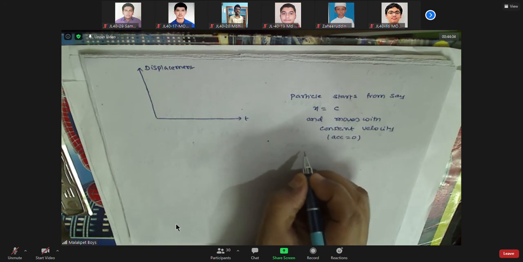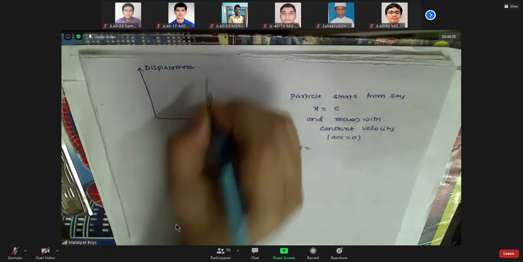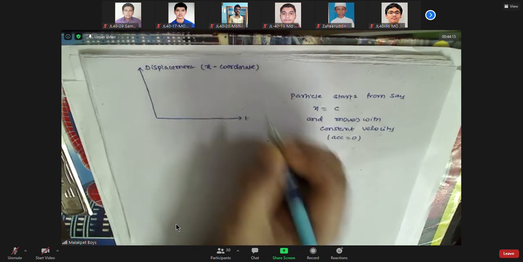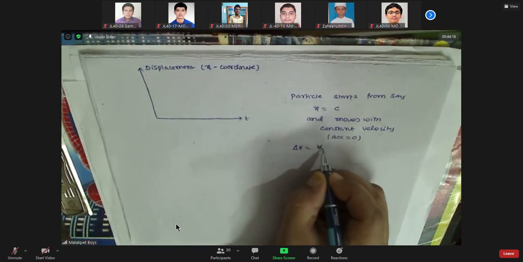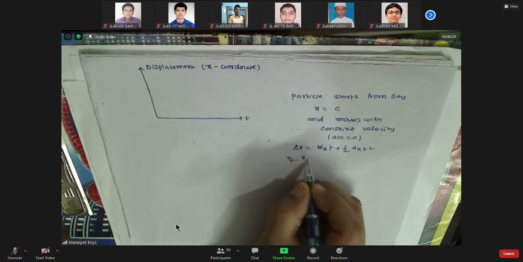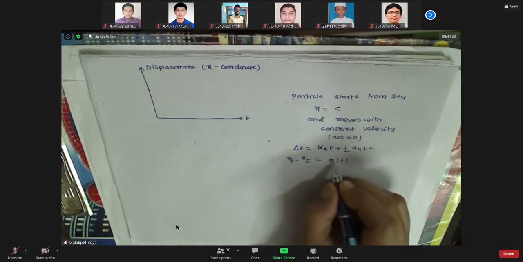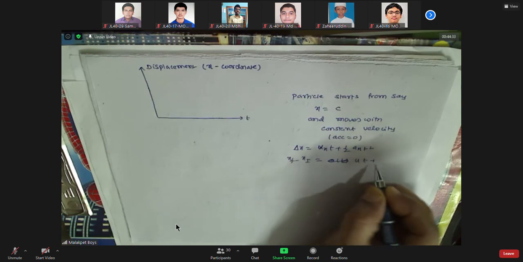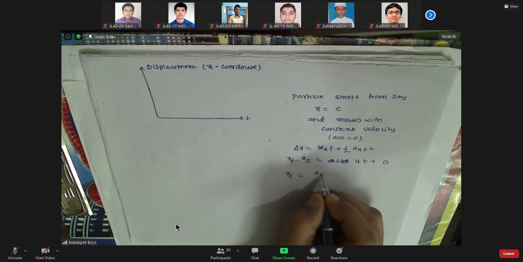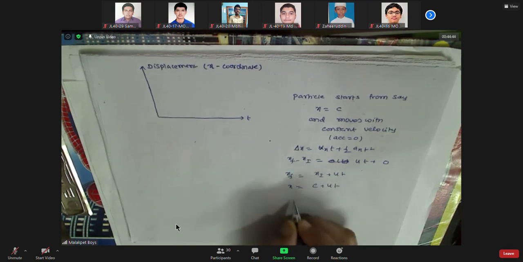Okay. So here it starts from the origin. You have displacement. This is a position coordinate. We cannot take all coordinates at a time. x = x initial + ut + half a x t squared. X final minus x initial equals u into t plus 0, as acceleration is 0 now. X final is x initial plus ut. So x initial is c.